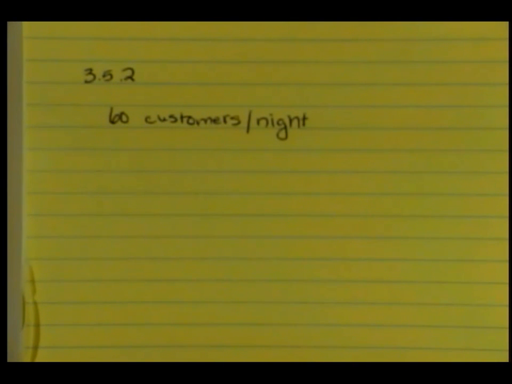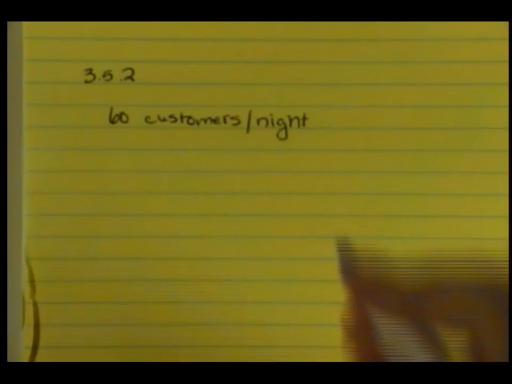Okay, so if this is a rate, whenever you've got something per time, you're talking about a rate. So Zach, what are we talking about when we're talking about a rate? Customers per night. Inventory, throughput, or flow time? Throughput. Okay.